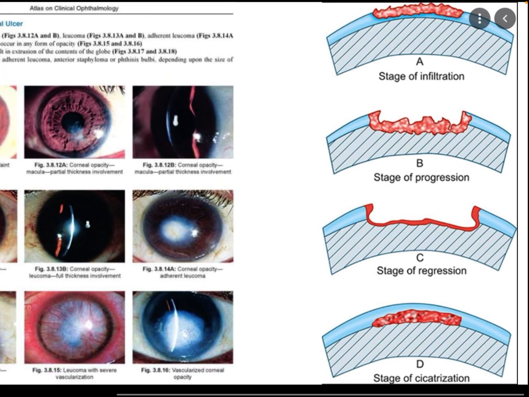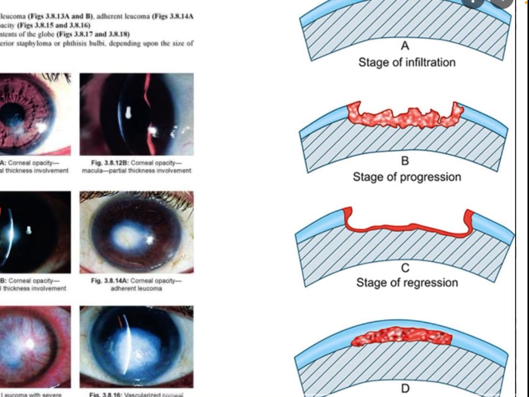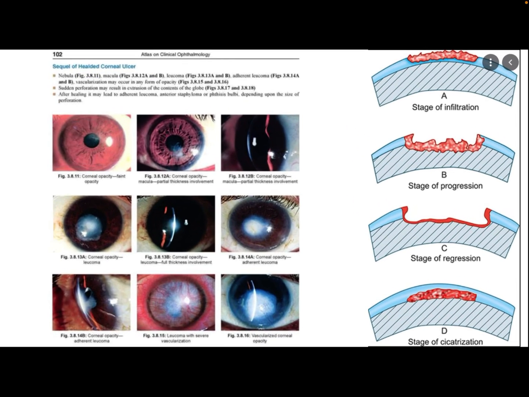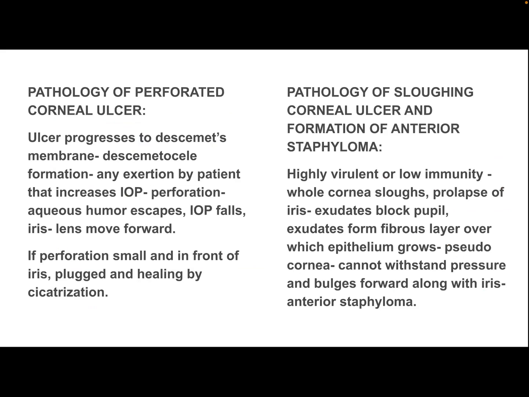Now this is the normal pathology: stage of progressive infiltration, stage of active ulceration, stage of regression, and stage of cicatrization. These stages you should know, because they'll ask this. Then pathology of perforated corneal ulcer, and then pathology of sloughing corneal ulcer and formation of anterior staphyloma.